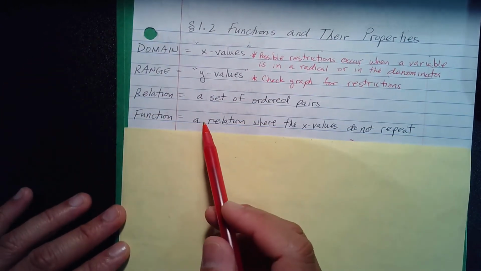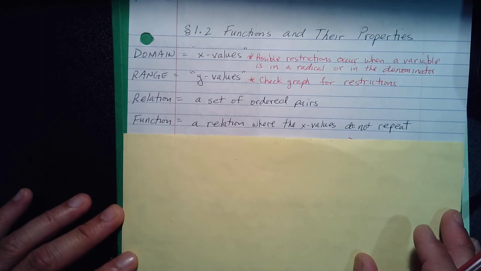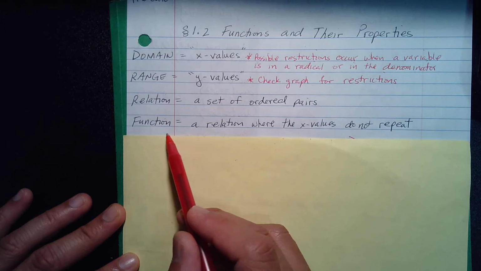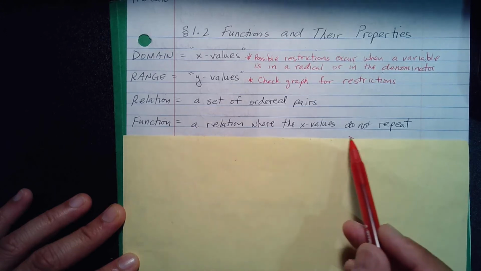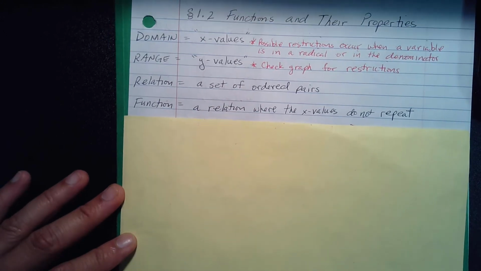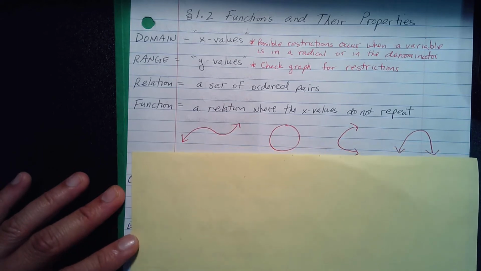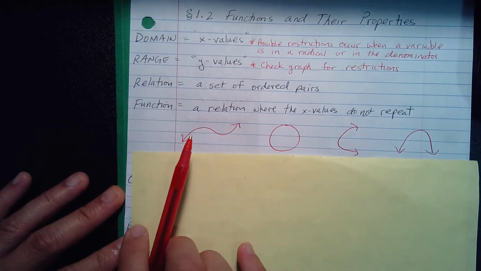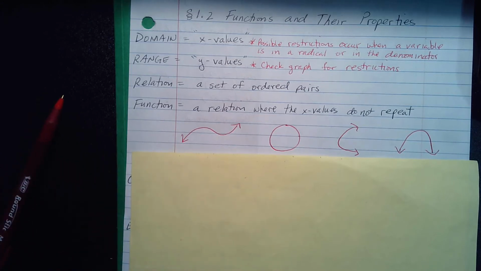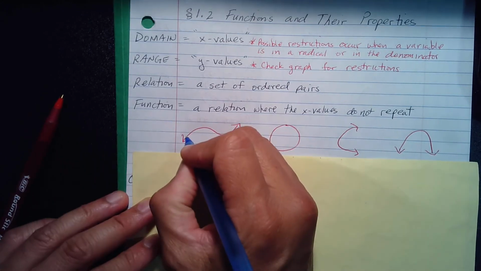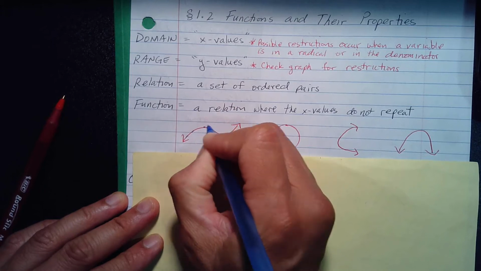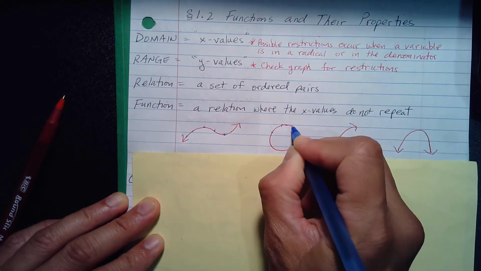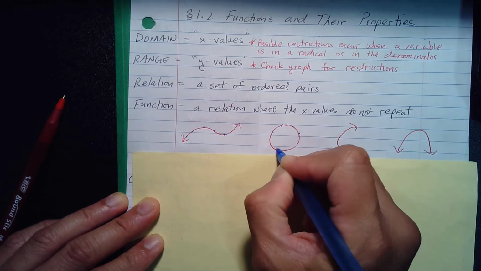Alright, a relation is a set of ordered pairs. A function is a relation where the x values do not repeat. So for example, all of these graphs are relations because they are a set of ordered pairs. A set of ordered pairs are points. So there are points throughout all this graph.